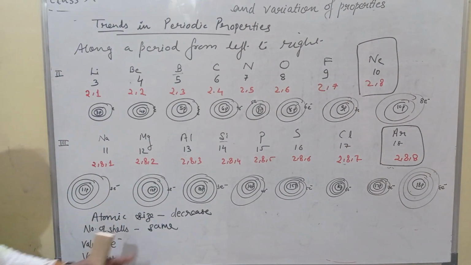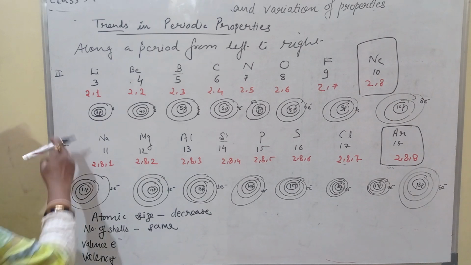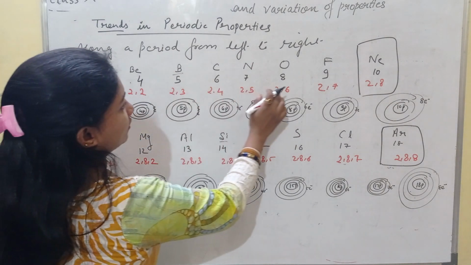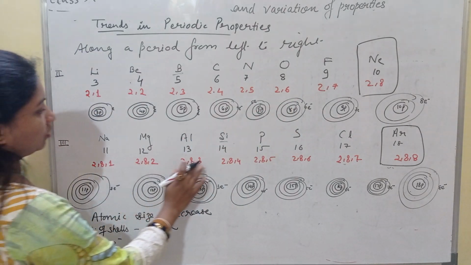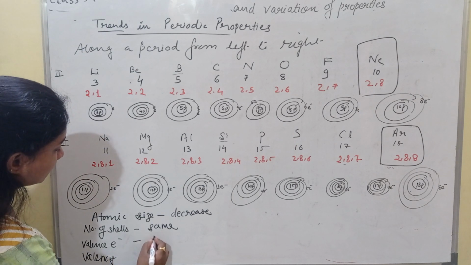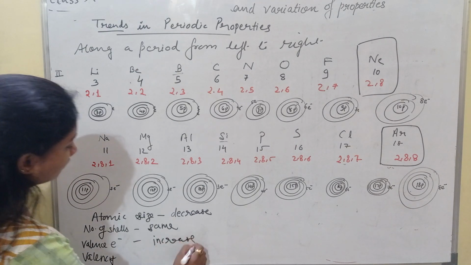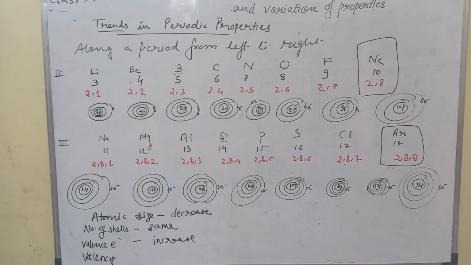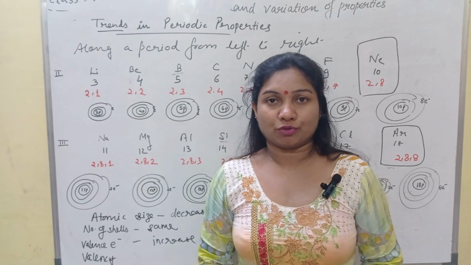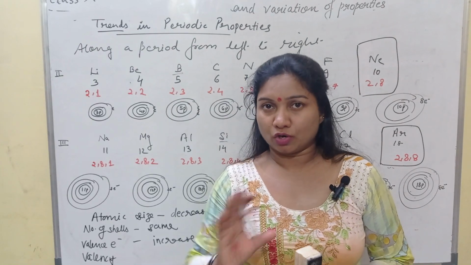So the number of shells is same. Valence electron, you can see in the second period 1 2 3 4 5 6 7, and here also 1 2 3 4 5 6 7. That means valence electron increases. Valence electron, what is happening to valence electron? It is increasing. Valence electron, we know that it is the number of electrons present in the outermost orbit or outermost shell.